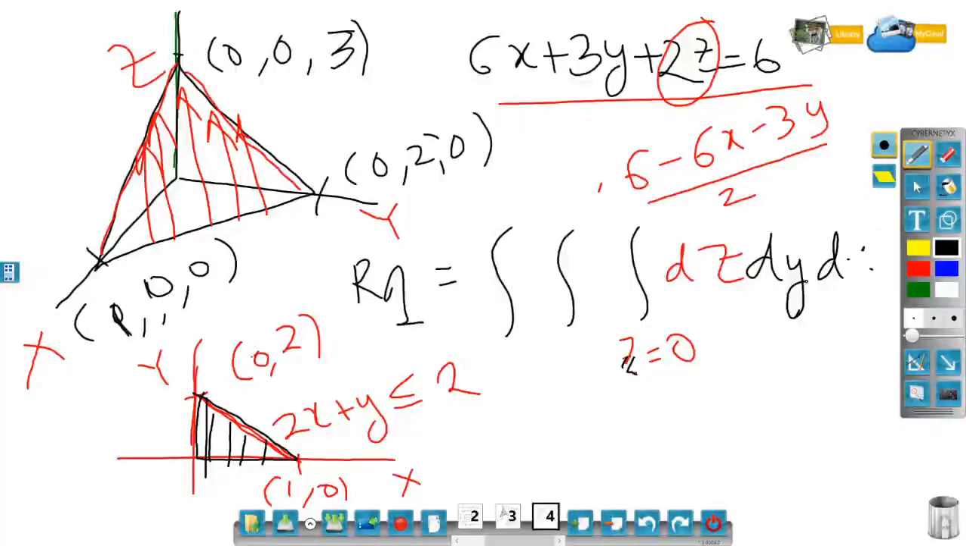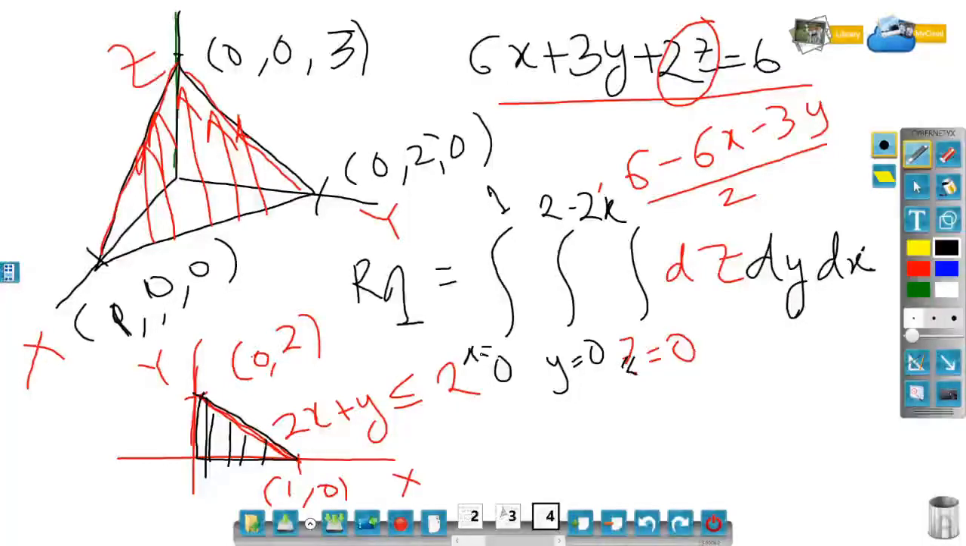For dy dx, we have to go along a vertical line. Vertically, this is y equal to 0, and on the slanting line y equals 2 minus 2x, and now x ranges from 0 to 1. This is my x limit. So you can see that r1 is nothing but x goes from 0 to 1, y goes from 0 to 2 minus 2x, and z goes from 0 to 6 minus 6x minus 3y, divided by 2.